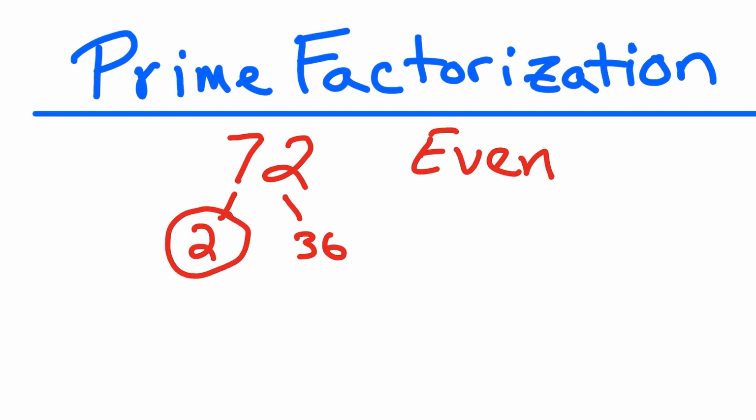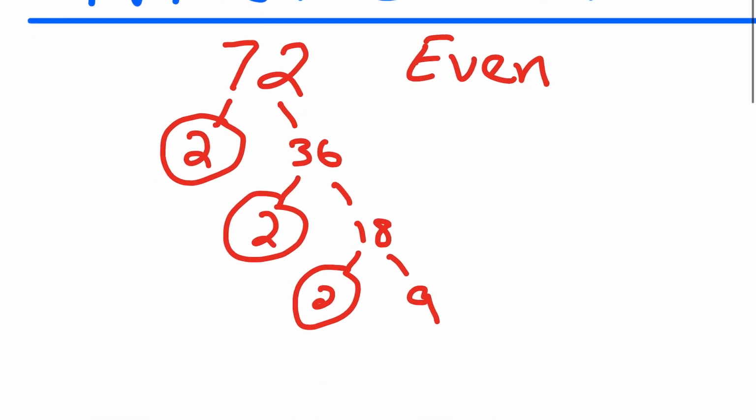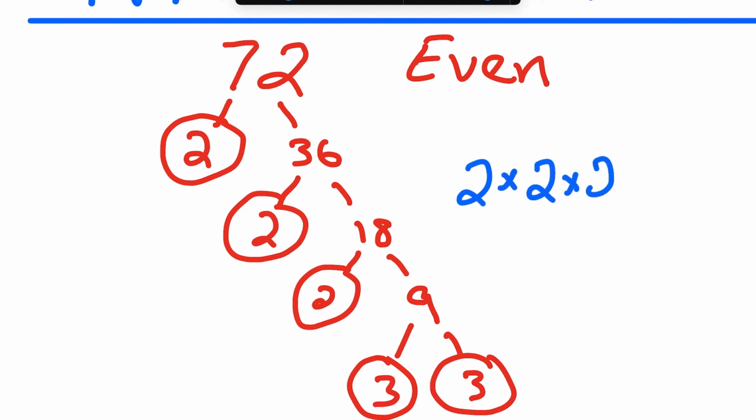36 is still even, so 2 times 18, circle the 2. 18 is still even, so it's going to be 2 times 9. And I circle the 2, and then 9's not even anymore, but I know 3 goes into it. 9 is 3 times 3. So if I looked at all the circled numbers in my factor tree, that gives me the prime factorization of 72. So 2 times 2 times 2 times 3 times 3.